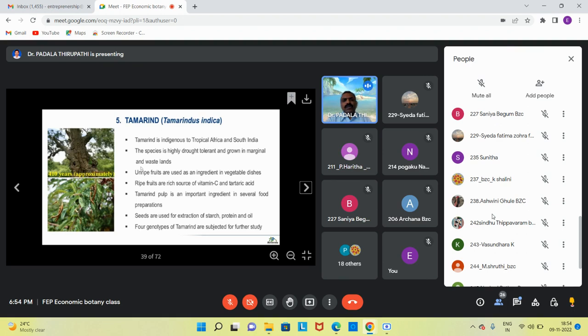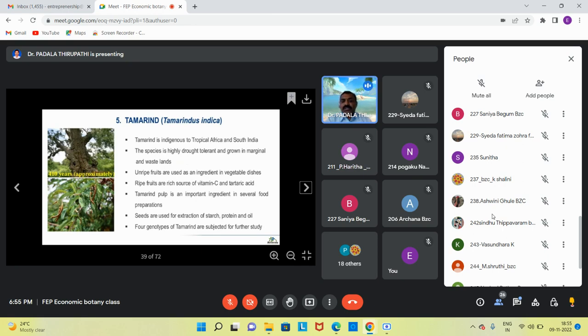Karnataka, Tamil Nadu, is tamarind, with very much utilization and consumption of this tamarind. So Tamarindus indica, we know that. Tamarindus is indigenous to tropical Africa and South India. This is a tropical region, you know. See, this 410 years approximately old tamarind tree we are observing in the slides. And the species is highly drought tolerant and grown in marginal and wastelands.